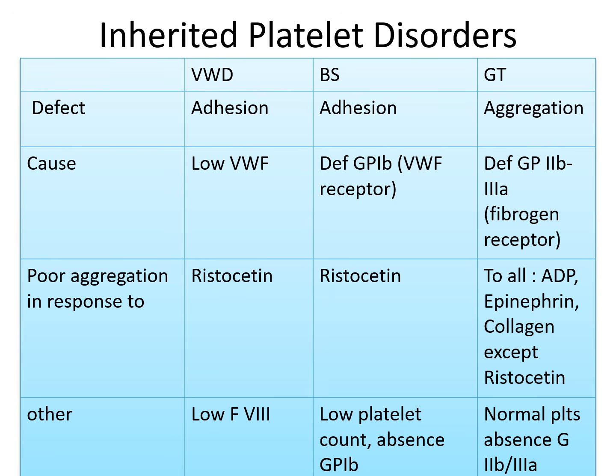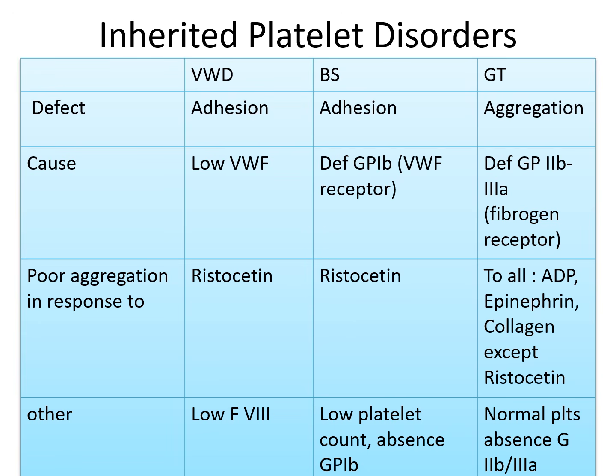Ristocetin will not be able to cause any aggregation and adhesion without the presence of von Willebrand factor. In Bernard-Soulier, again, there is a deficiency in glycoprotein 1b receptor, which affects the process of platelet adhesion. There is poor aggregation in response to ristocetin as well because the glycoprotein 1b is deficient. Hence, ristocetin will not cause aggregation.